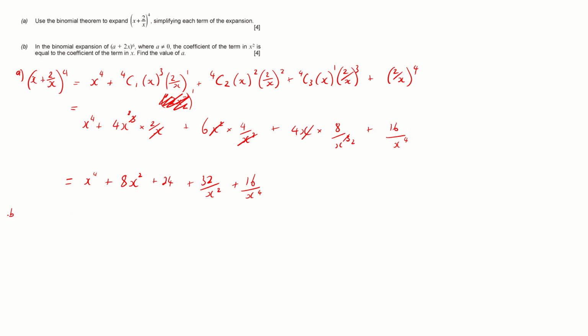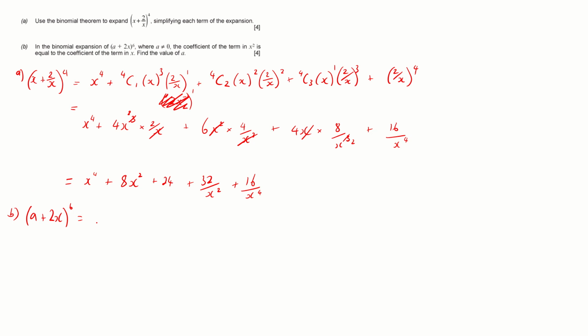Okay, part B. In the binomial theorem of a plus 2x to the power of 6, where a doesn't equal 0, the coefficient of the term in x squared is equal to the coefficient of the term in x. Find the value of a. Now, what I'm going to have here is I only need to go up to x squared, because if I do that, I will have the x term and the x squared term, and then we'll maybe notice something and go from there. So a plus 2x to the power of 6.